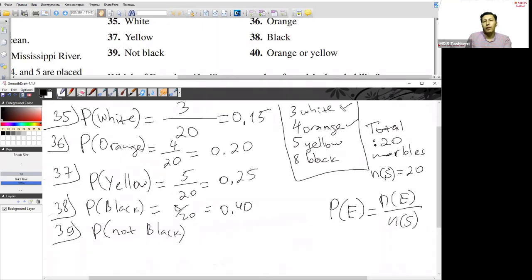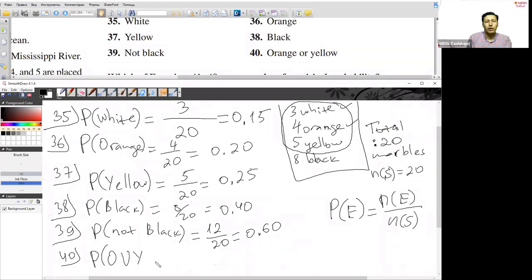Which one is not black? The white, orange, and yellow. Okay, these 3. So in total, how many? So 7, 12. There are 12 marbles which are not black. Okay, so 0.60. And last one, orange or yellow.